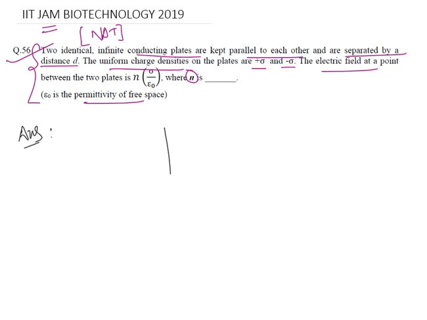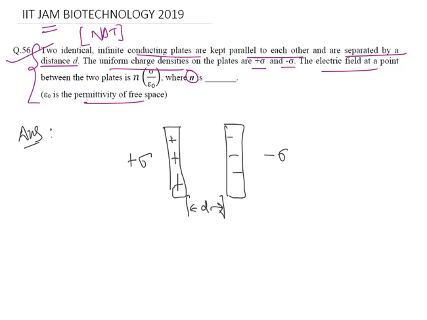So first we draw a picture regarding this scenario given in the question. So here we have the conducting plates. This is plus sigma, this is minus sigma. The distance between those two plates is d, and this is the point P.